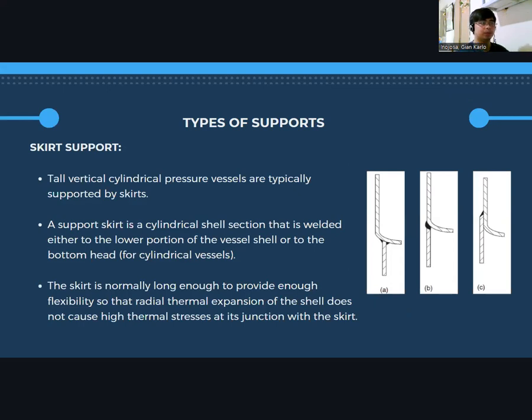Next is the skirt support. Tall vertical cylindrical pressure vessels are typically supported by skirts. A support skirt is a cylindrical shell section that is welded either to the lower portion of the vessel shell or the bottom head. So lower portion, or yung bottom head ng ating pressure vessel. So the skirt is normally long enough to provide enough flexibility to the radial thermal expansion of the shell that will not cause high thermal stresses at its junction with the skirt.